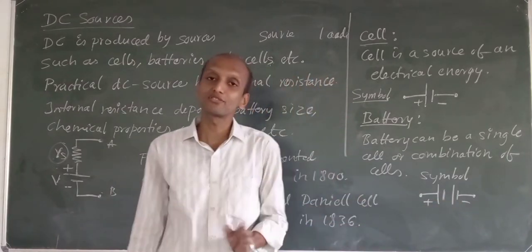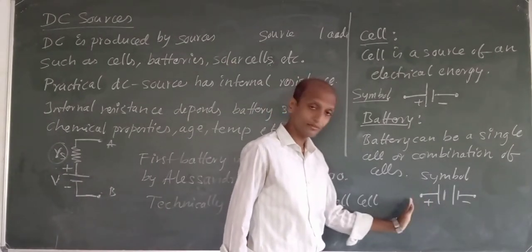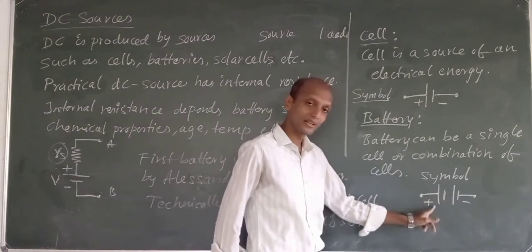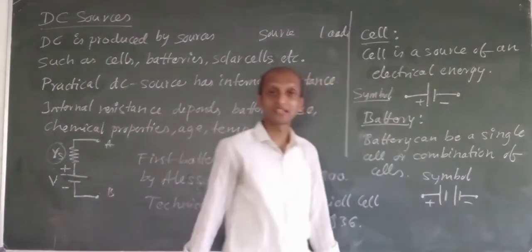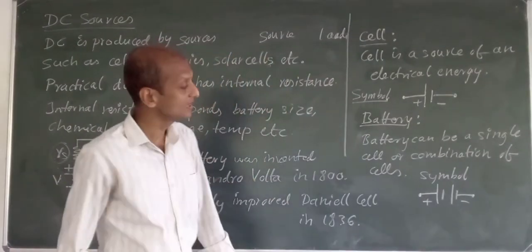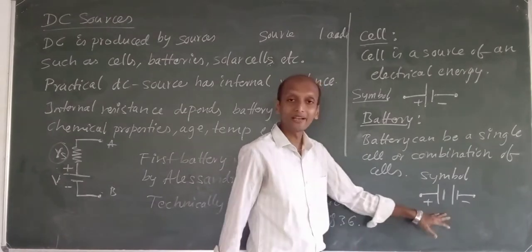So the combination of cells will be represented as a battery. Here, the leftmost, bigger line will be represented as the positive terminal, and the rightmost, smaller line will be represented as the negative terminal. This is how we go for the circuit symbol of a battery.